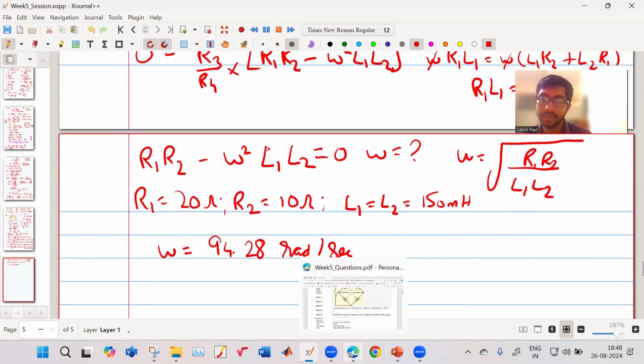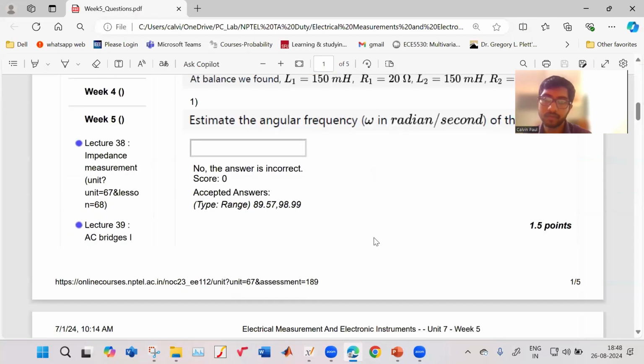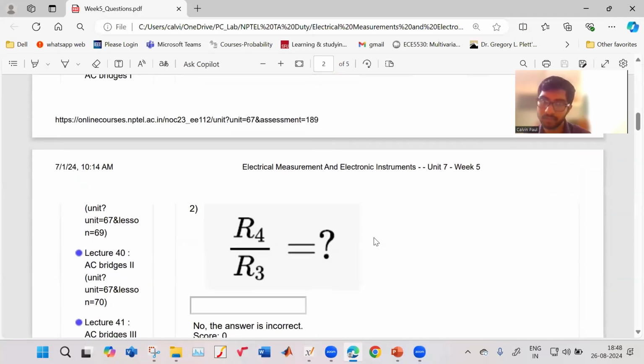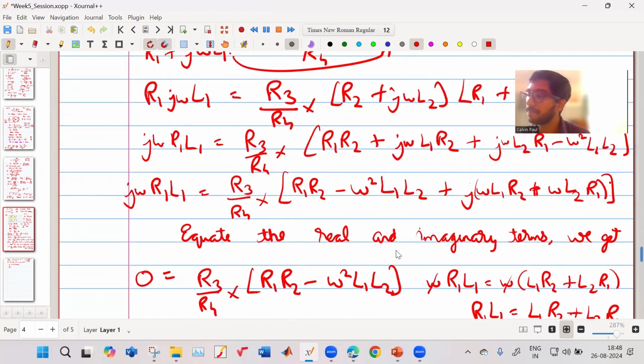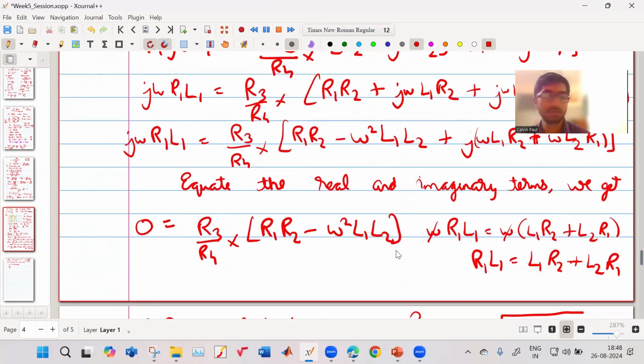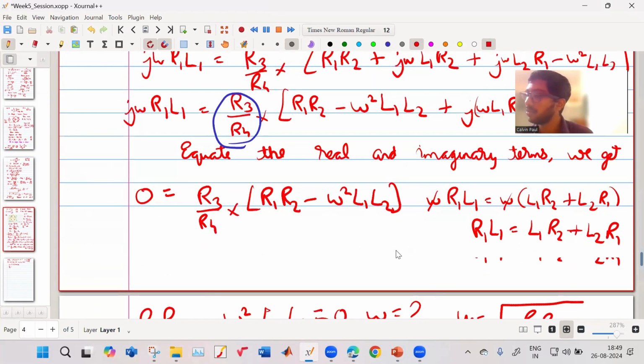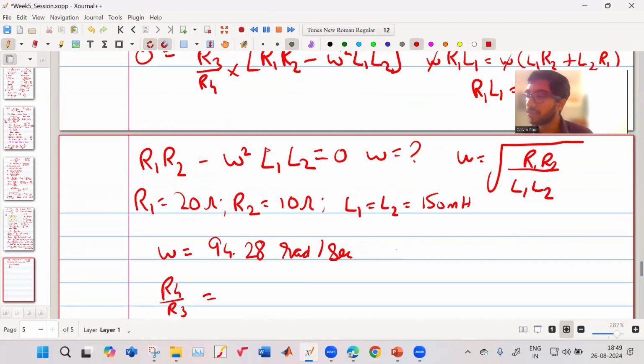Next they are telling us to find R4 upon R3. How much is R4 upon R3? So we have made a mistake. When we were equating the imaginary part, we forgot to consider this. This we have to find out.